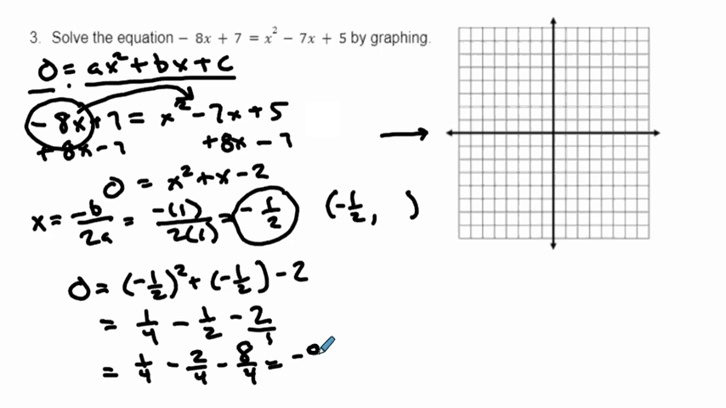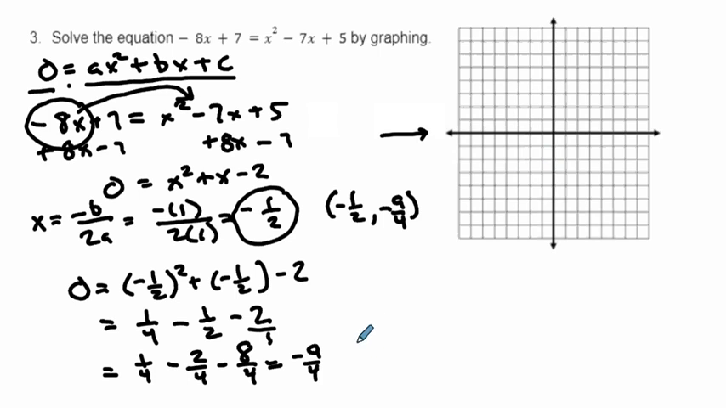So my answer is negative 9/4. And that's going to be the y-coordinate of my vertex, right? Which is kind of ugly, especially if you're graphing it, I'm not going to lie. So we're going to go over here, to negative 1/2, which is between 0 and 1, and we're going to go down to negative 9/4. So if we're going by ones, it's 1, 2, and negative 9/4 is negative 2 and 1/4.